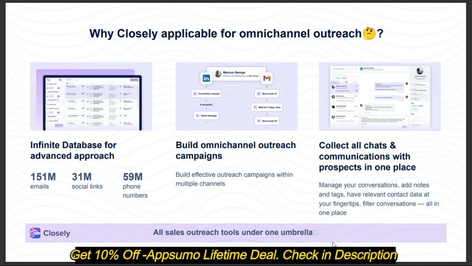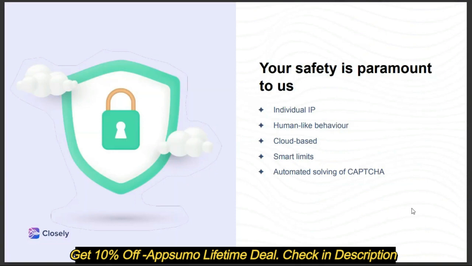Let's dive in. Closely is one of the most powerful automation tools on the market, and at the same time, it offers the utmost safety to its users. It's a cloud-based software, which means it's undetectable to LinkedIn as contrary to Chrome extensions. Its algorithms mimic real human behavior, making random delays between different actions, for instance between profile views and sending connection requests. Also, each Closely account has a dedicated IP address.